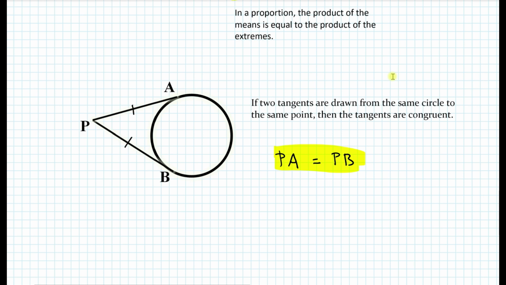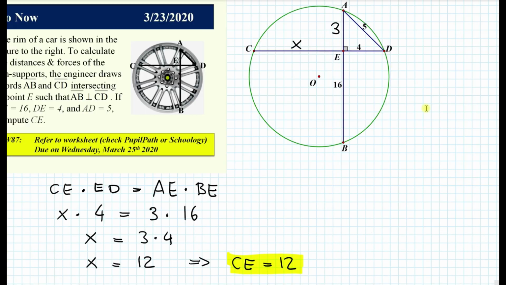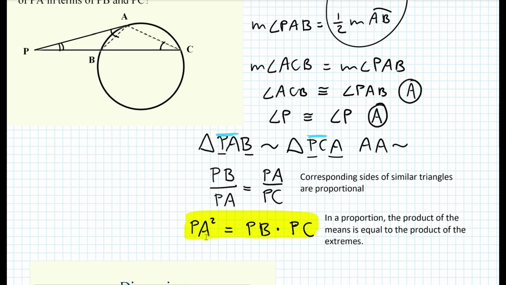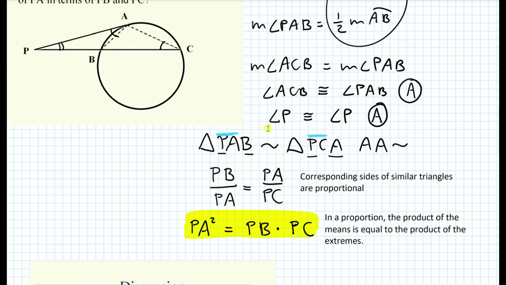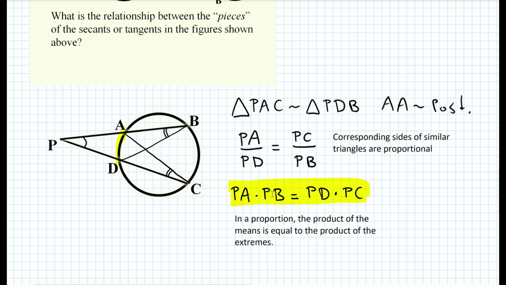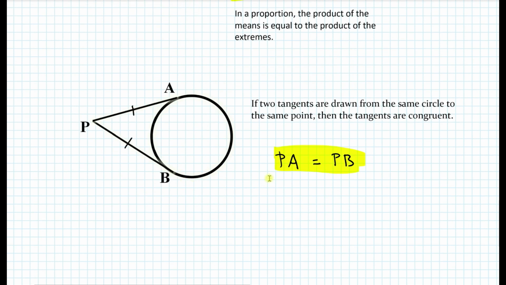So let's summarize here. Here we have a secant and a tangent. So in the secant and the tangent, we have PA squared equals PB times PC. Then the next one, when we have two secants, we have PA times PB equal to PD times PC. And for the last case, we have PA equals PB. Well, is there a simple way to remember this? And the answer is yes. And here it is.